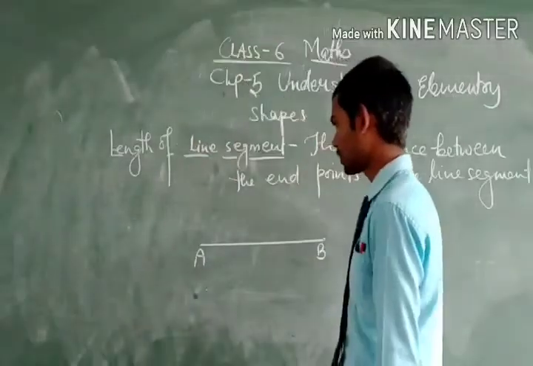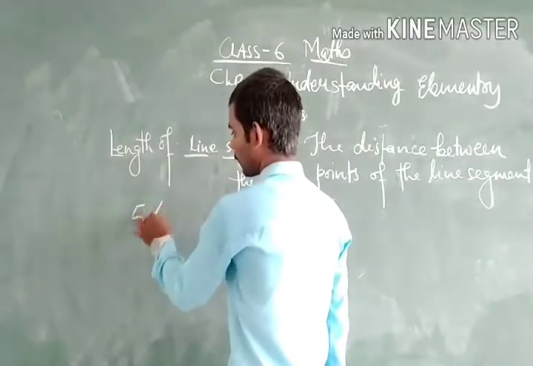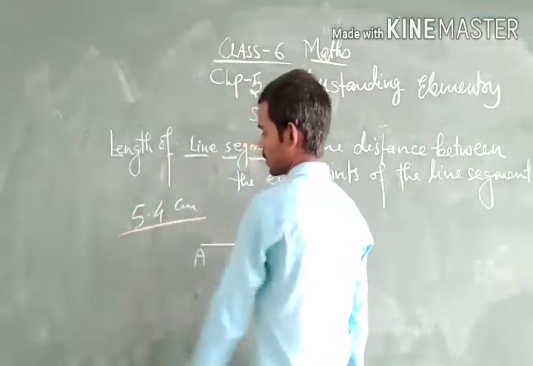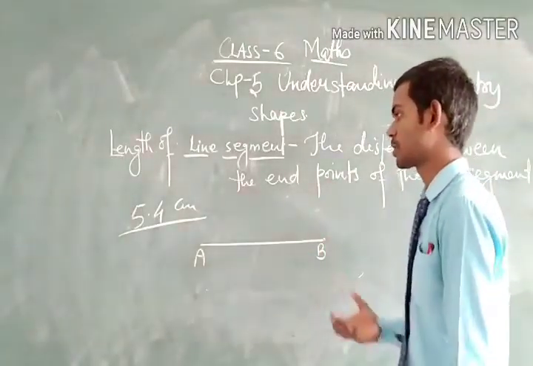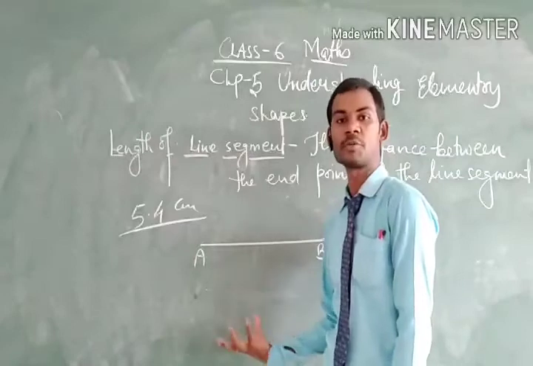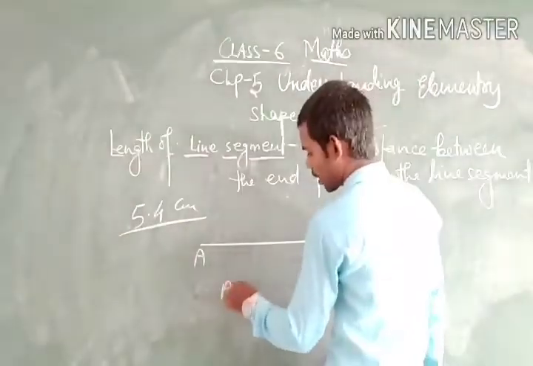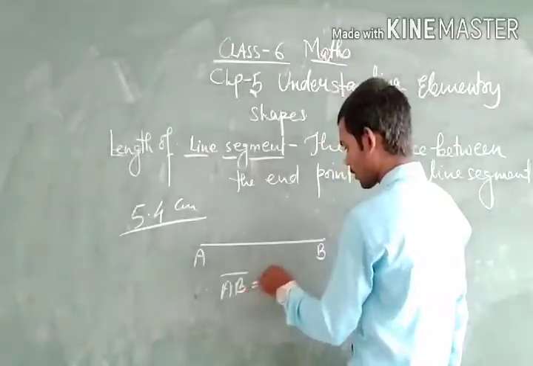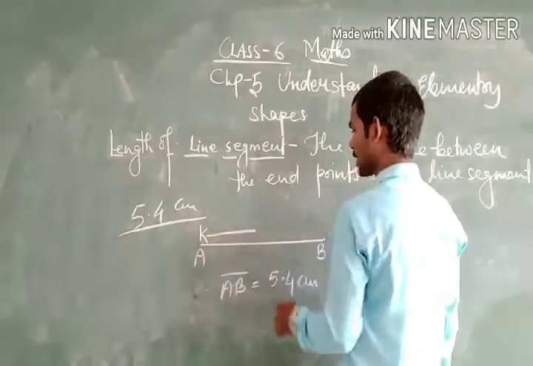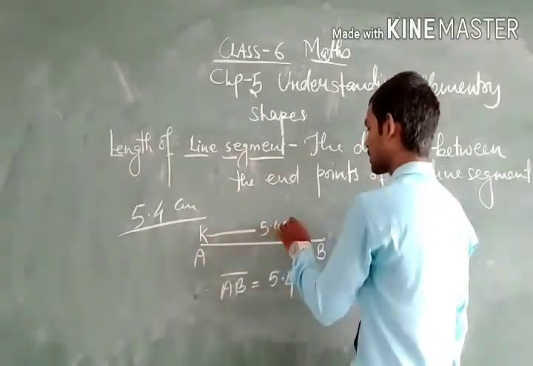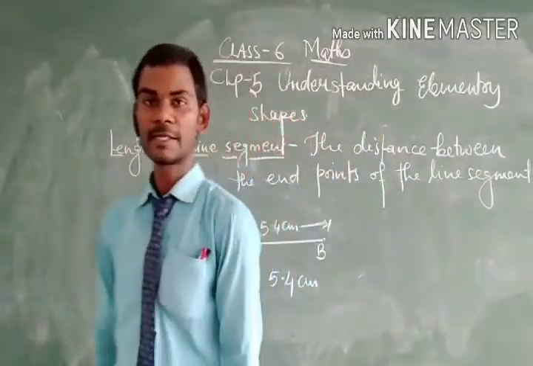And we just suppose that the distance between the two points A and B is 5.4 centimeters. Then we say that the length of the line segment AB is 5.4 centimeters, that is, the length of the line segment AB is equal to 5.4 centimeters. And here we also represent it like this, 5.4 centimeters. This way, this represents the length of the line segment.